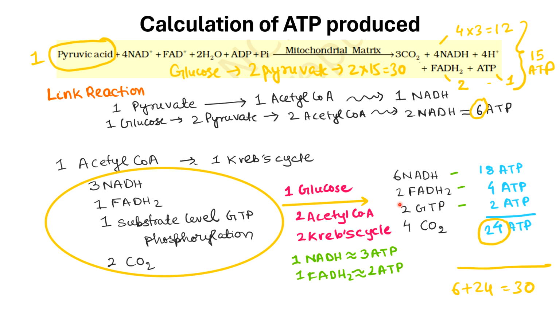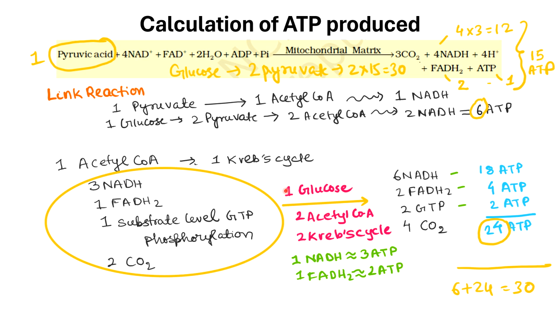So, if we see the Krebs cycle, in total we are getting 18 plus 4 plus 2, that is we are getting 24 ATP. Now, if we consider the link reaction also, where we are getting 6 ATP in total, link reaction plus the Krebs cycle, we are getting 6 plus 24, that is 30 ATPs.